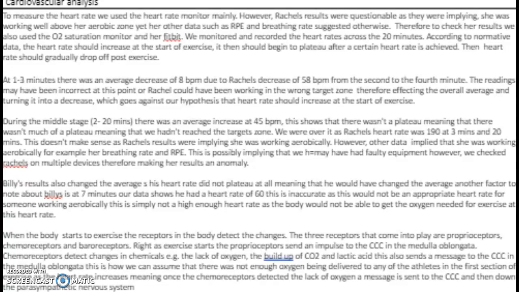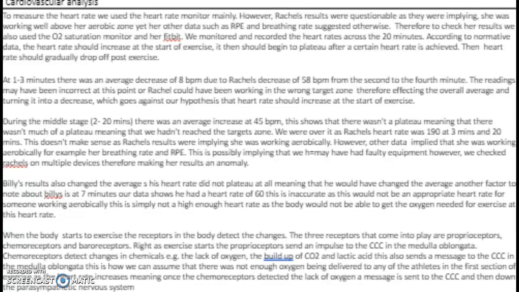Between 1 to 3 minutes, there was an average decrease of 8 beats per minute due to Rachel's decrease of 58 beats per minute from the 2nd to the 4th minute. This reading may have been incorrect at this point because Rachel could have been working in the wrong target zone, therefore affecting the overall average and turning it into a decrease, which goes against our hypothesis that heart rate should increase at the start of exercise.